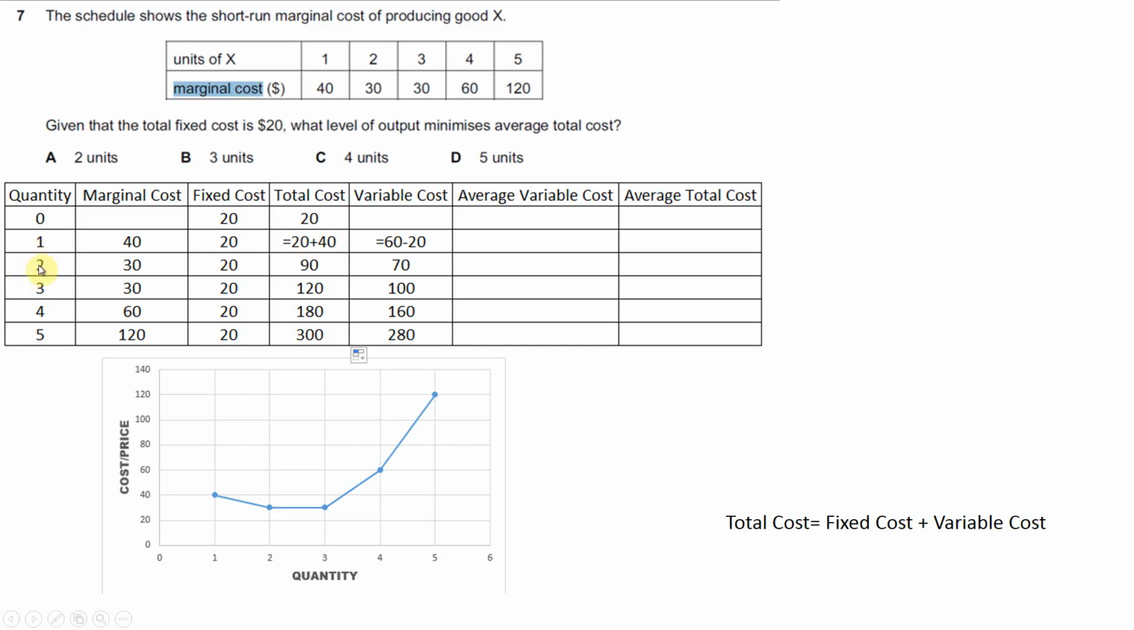When we increase from 1 to 2, the marginal cost is 30. So we have 60 from here plus the marginal cost of 30 equals 90, and so on. We fill out the table. For the variable cost, we just subtract the fixed cost from the total cost. Because total cost equals fixed cost plus variable cost, variable cost is equal to total cost minus fixed cost. So this is the total cost coming from here, minus fixed cost at the quantity of 1. And then we continue down and fill in the rest of the table.